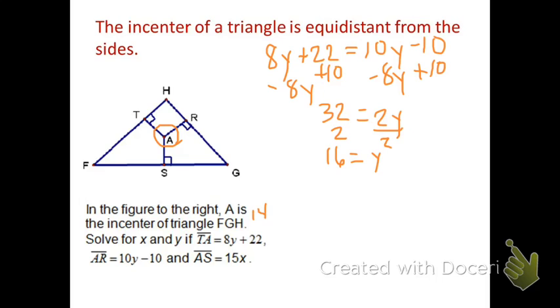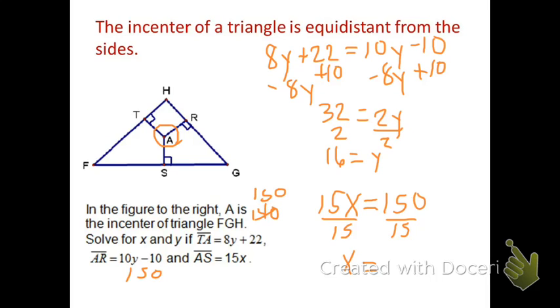So TA and AR will both come out to 150. Now, since we know that TA and AR are 150, we can set AS, or 15x, equal to 150, and solve for x by dividing both sides by 15. And we get that x is 10.